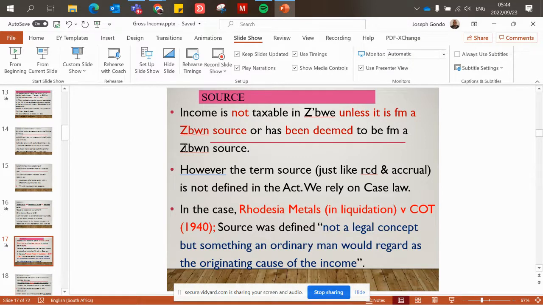So in Rhodesia Metals versus Commissioner of Taxes, that is Zimbabwe, source was defined as not a legal concept, but something an ordinary man would regard as the originating cause of the income. So take note of the originating cause. If we want to determine the source of income, we look at the originating cause of that income.